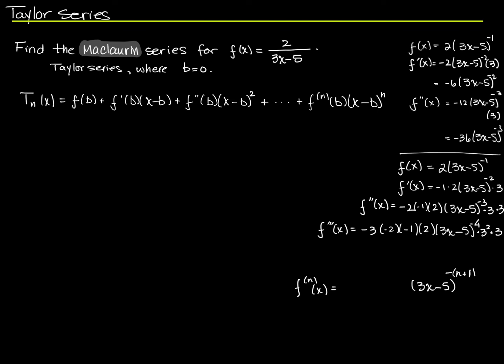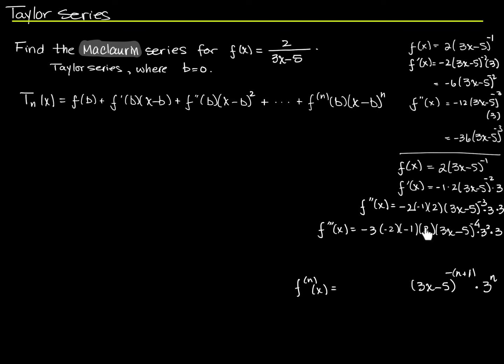Now something else that I can notice here is that this 3 is to the first power, and then to the second power, and then to the third power, and that power seems to match the number of derivative that I'm on. So it looks like I'm going to have a 3 to the power of n as a factor in my nth derivative. All right, so now I've got the 3x minus 5 back towards the end of the thing. Let's see if we can work our way forward.